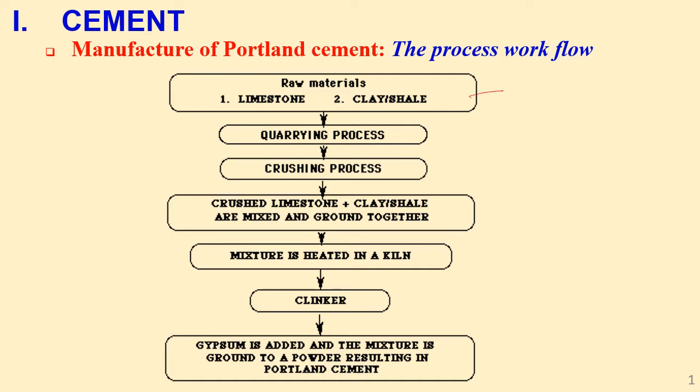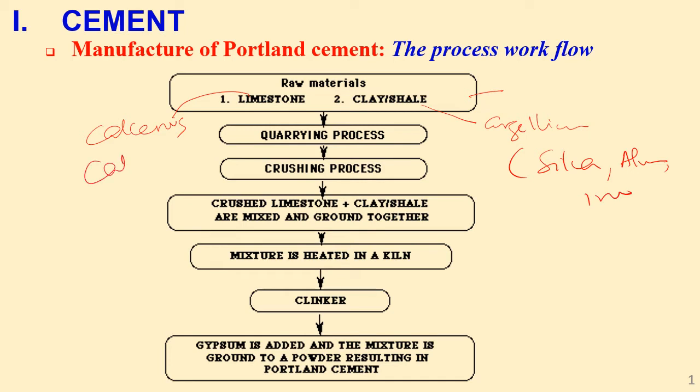So the raw materials used in the manufacture of cement come from limestone, from which we obtain what we call the calcareous material, and from clay, we're talking of the argillaceous material. From the clay, we get the silica, the alumina, and the iron. The calcareous material is basically the calcium. So you can see there are two main components. You obtain these raw natural materials through a quarrying process, and they are crushed together.